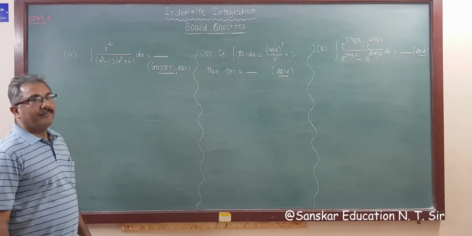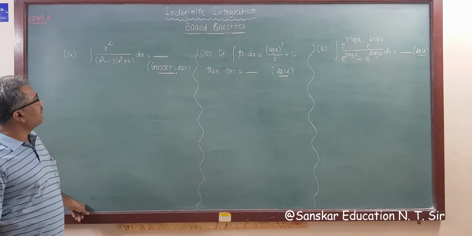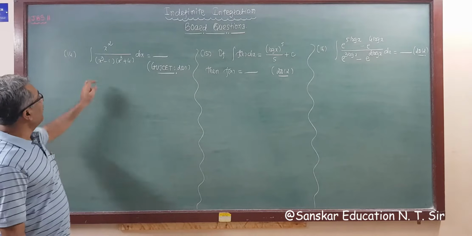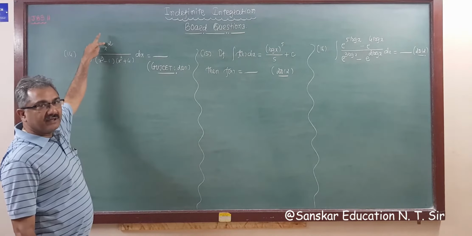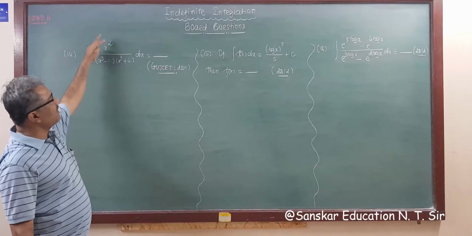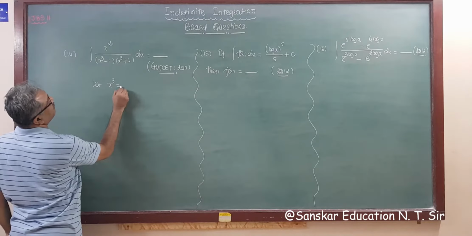Question number 14. Integration of x square upon (x cube minus 1)(x cube plus 4) dx is equal to blank. This is your question. Now see, if we assume x cube, then the derivative of x cube is 3x square. So we assume x cube, because here the power is 1 more than this. So let us assume that x cube is equal to t.